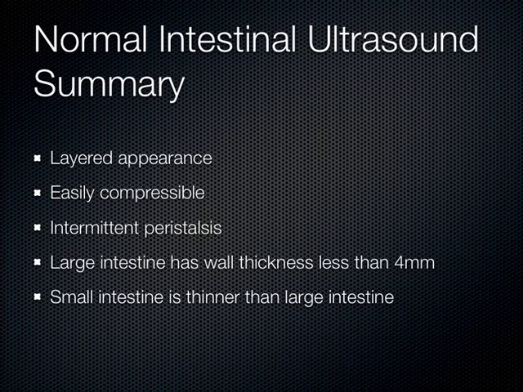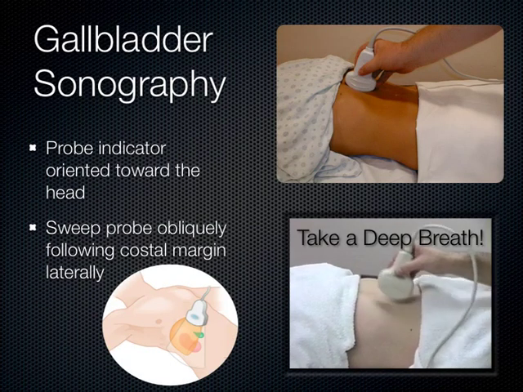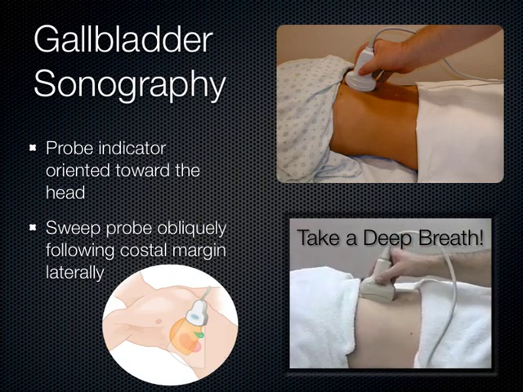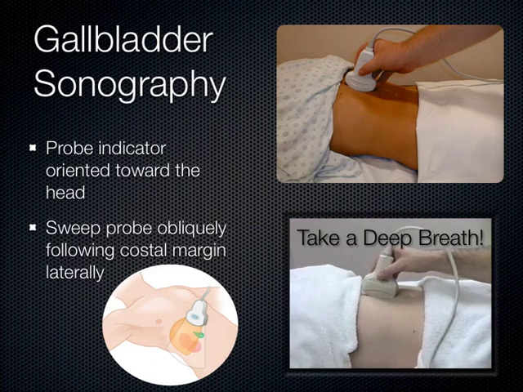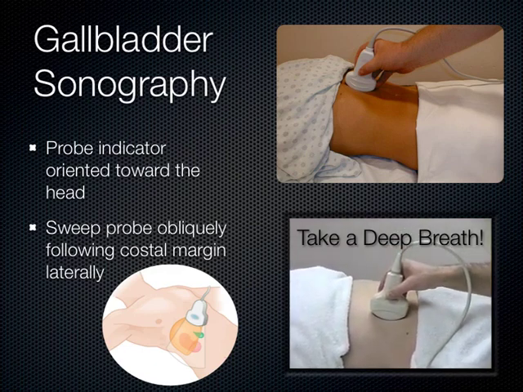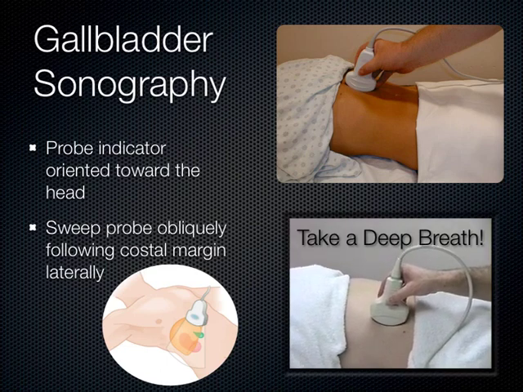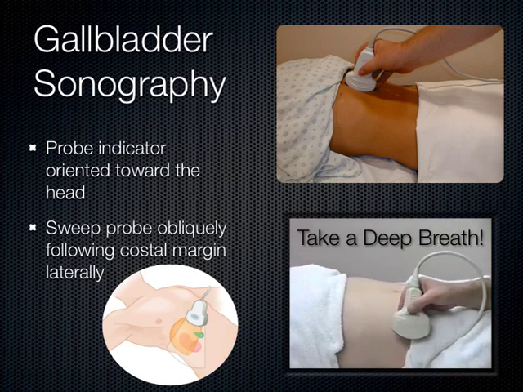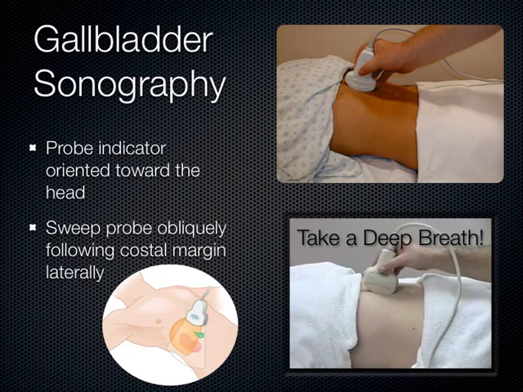Changing gears one last time, we're going to talk now about the gallbladder. Gracie, if you want to hand those out while I'm doing the gallbladder. We're going to have the indicator aimed towards the patient's head in a sagittal plane, and then the patient's going to take a deep breath, and that's called the subcostal sweep, okay?